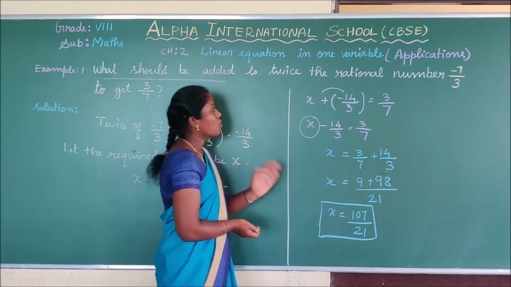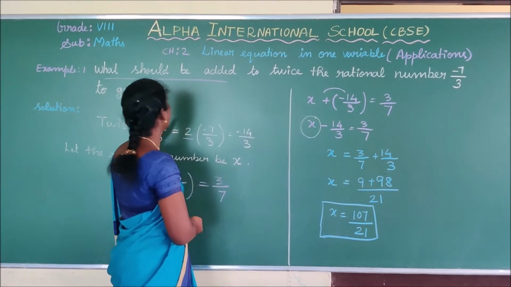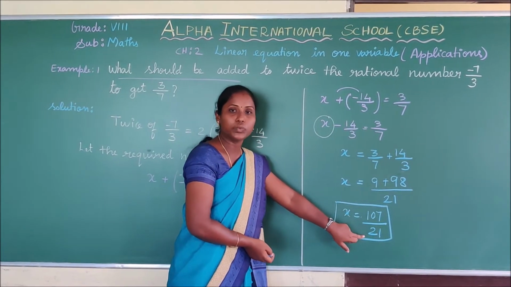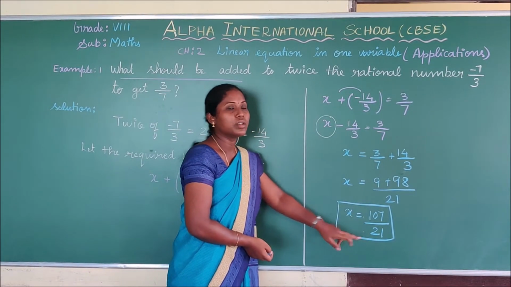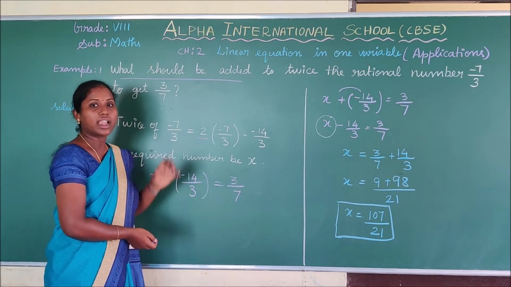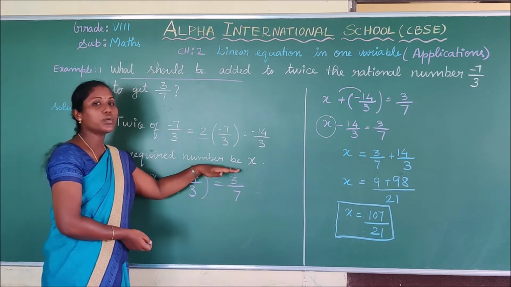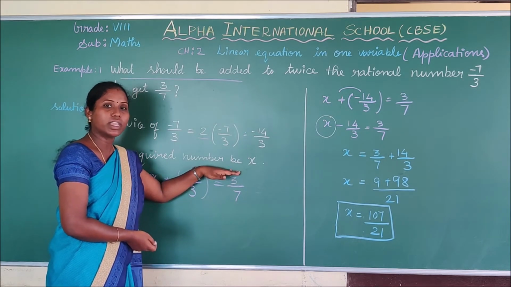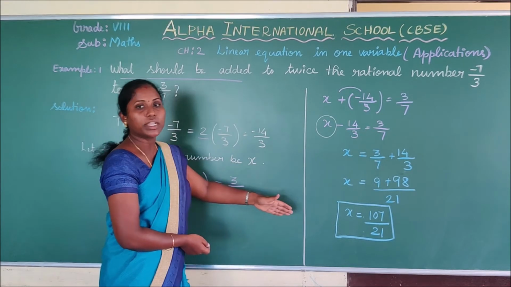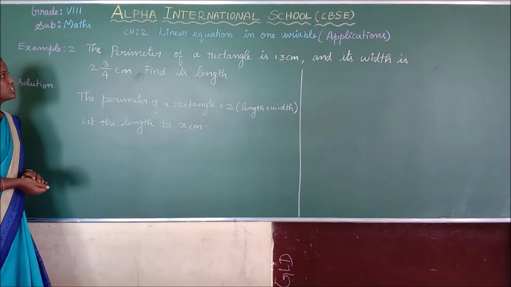Okay. So what number, if you are adding to twice of the ratio of minus 7 by 3, will give the result 3 by 7? The number is 107 by 21. Okay. So if the question is in the form of a statement, read the question twice, understand what is given, and form the linear equation. Take the unknown number as the variable x, form the linear equation, solve it and get the answer.